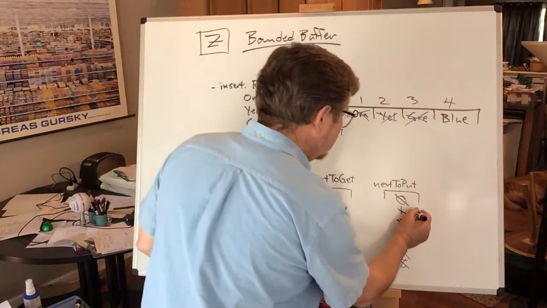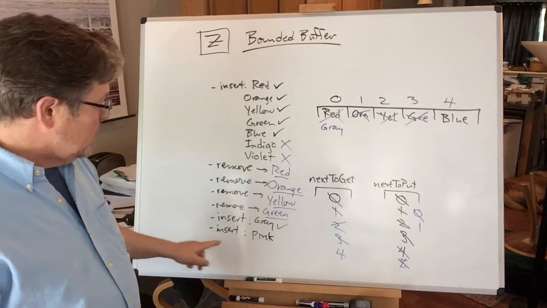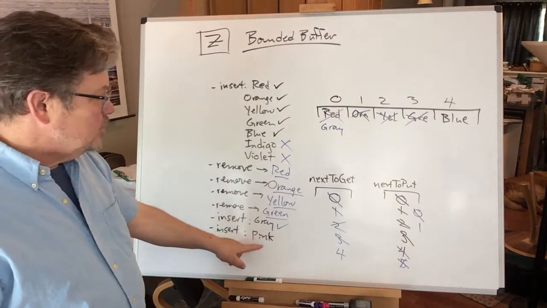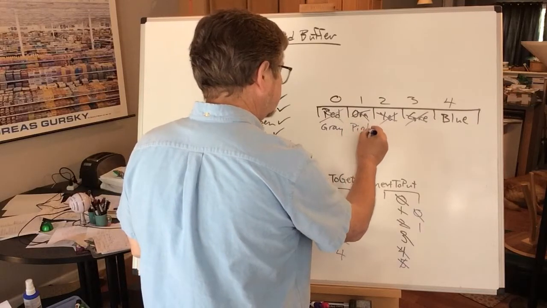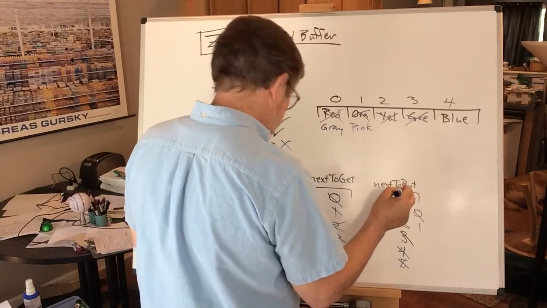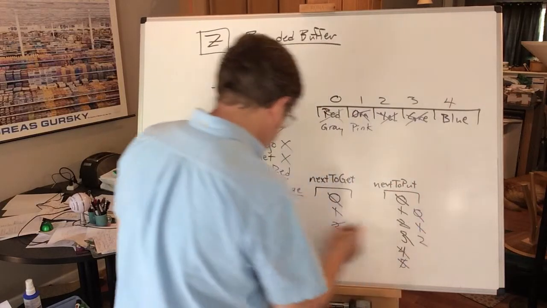Next to put, nope, I've got to update that. Next to put will now be 1. And we'll overwrite orange with pink when this insert comes along. Insert pink, yes, we can insert pink. It goes in slot 1. And this needs to go up to 2.